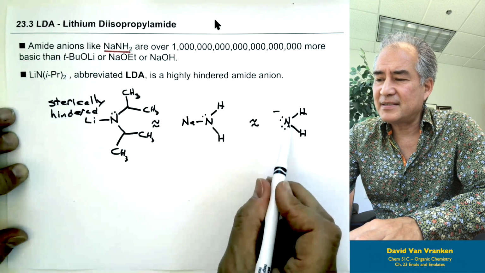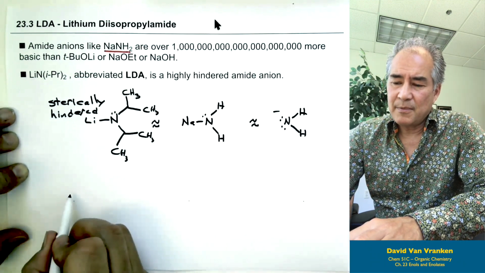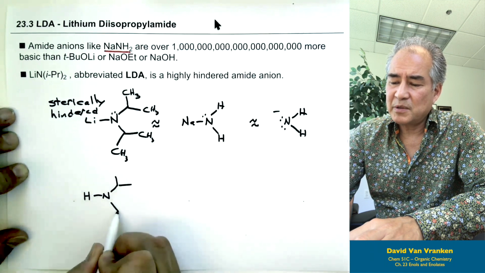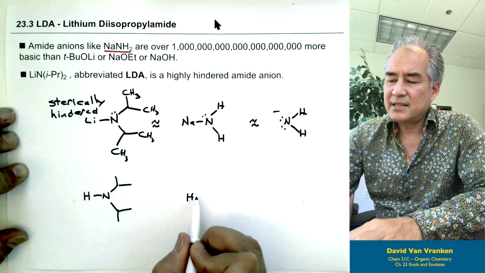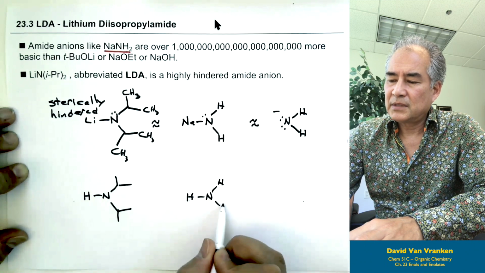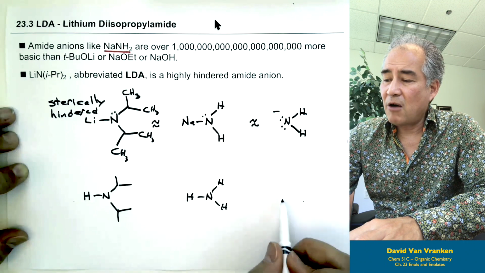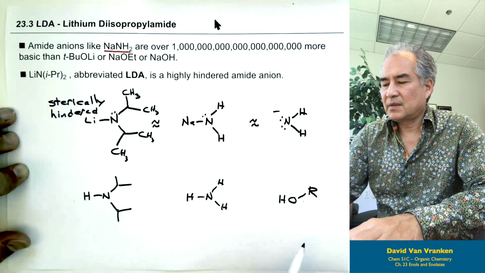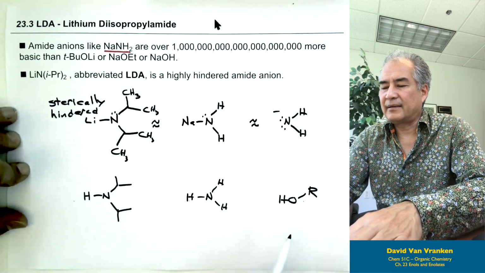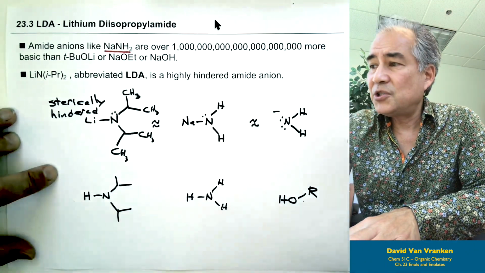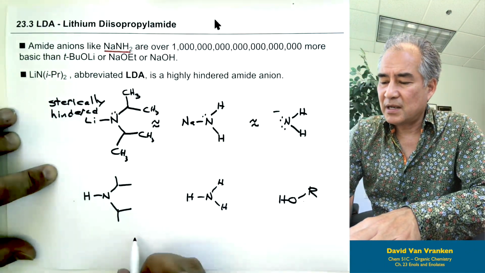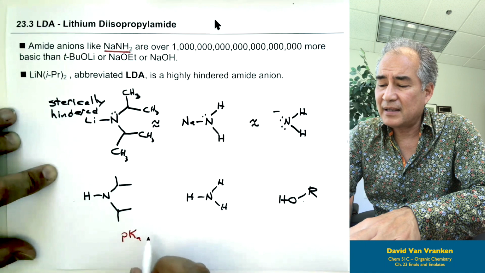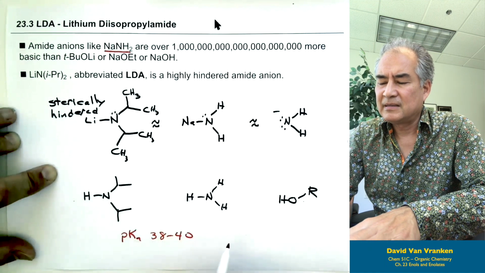How would I gauge the basicity of this versus hydroxide? Well, I would draw the conjugate acid from these bases. The conjugate acid would be diisopropylamine. The conjugate acid here would be ammonia. The conjugate acid for an alcohol or for hydroxide would look like that. It would have no H bond there. And so the pKa of these two amine species depends on the substituents, the types of alkyl groups that are attached. But you're going to find that the pKas are somewhere in this range of 38 to 40.